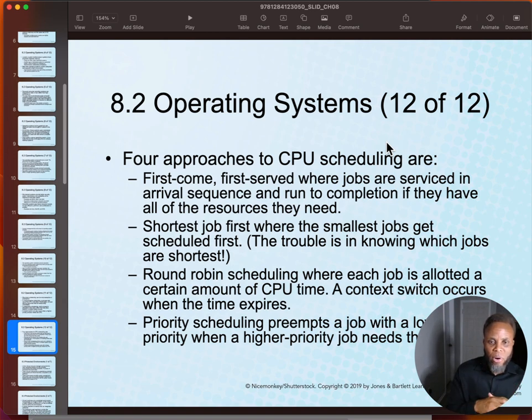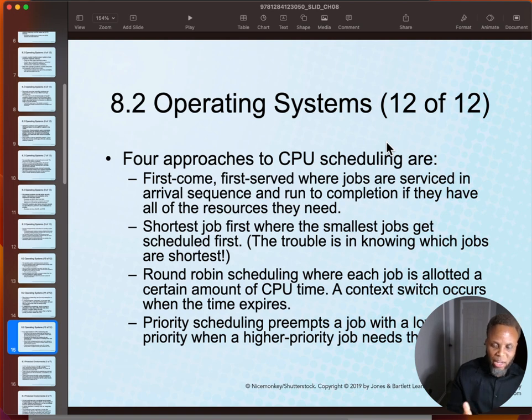Another scheduling approach is round robin. Round robin is where you have an allocated time for each job. Let's say the CPU allocates 100 milliseconds to do each job. Let's say you have 50 things running on your machine. The CPU would allocate 100 milliseconds for each of those things.